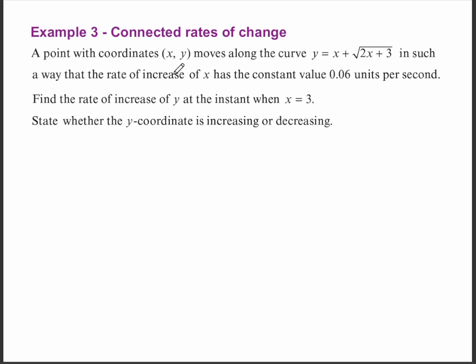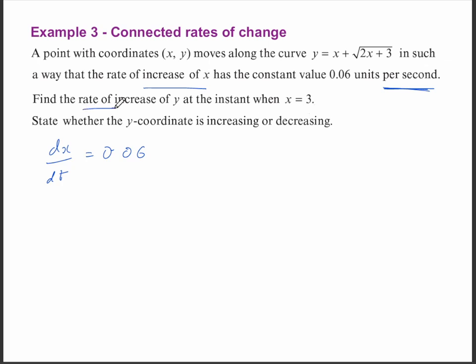A point with coordinates x, y moves along the curve y equals x plus root 2x plus 3 in such a way that the rate of increase of x has a constant value 0.06 units per second. Per second means you are dividing by time. Therefore, the rate of increase of x, dx per unit time, dt, will equal 0.06. Find the rate of increase of y at the instant when x equals 3.